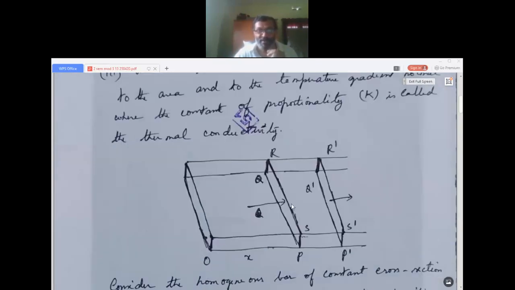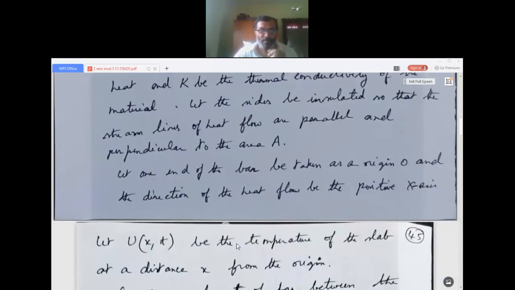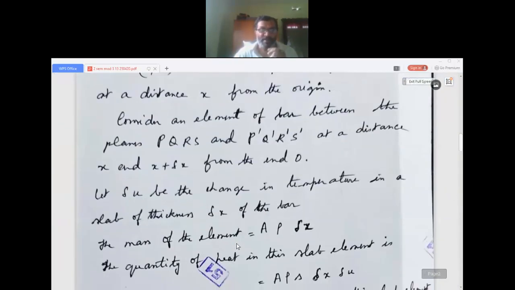So two elemental areas, that is PQRS and P dash Q dash R dash S dash, at a distance x, and this one, I have not written here x, so this length is delta x. So x and x plus delta x from the origin O. Let delta U be the change in the temperature in the slab of thickness delta x of the bar. So in between the two infinitesimal lengths, there is a length of delta x.